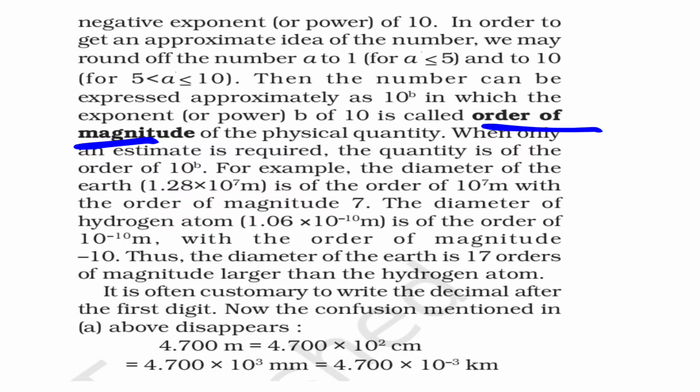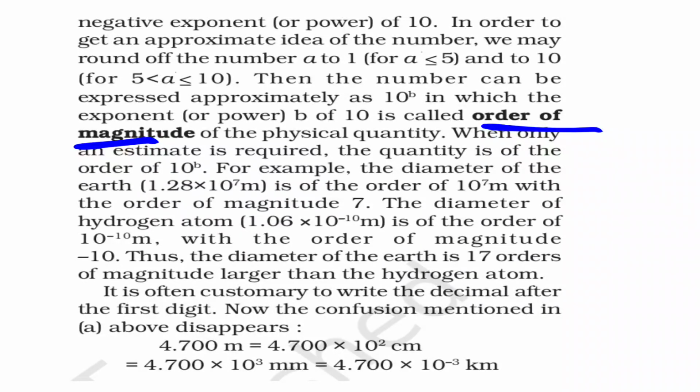The diameter of the hydrogen atom, 1.06 × 10^-10 meter, is of the order of 10^-10 meter with the order of magnitude minus 10. Thus, the diameter of the earth is 17 orders of magnitude larger than the hydrogen atom. It is often customary to write the decimal after the first digit. Now, the confusion mentioned above disappears.